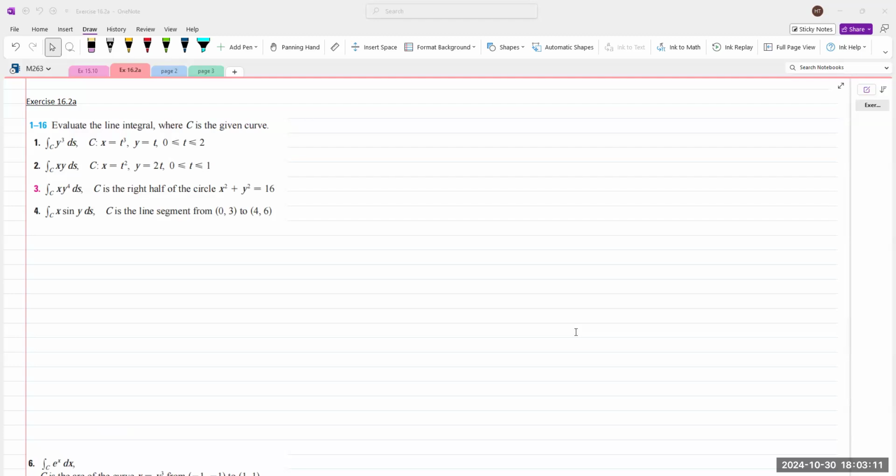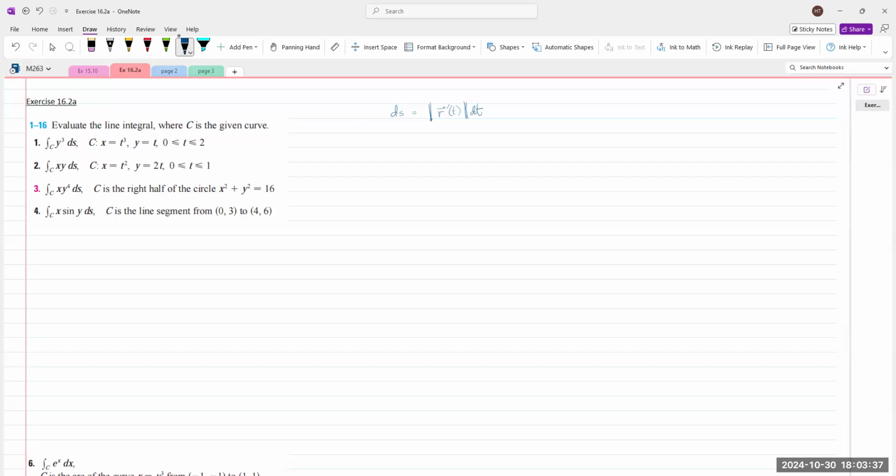Keep in mind that in this section, a lot of them are just substitution, but you need to know what it means. For example, ds, as we have learned before, is the magnitude of r prime t dt. Okay, from chapter 13 or 14, right?